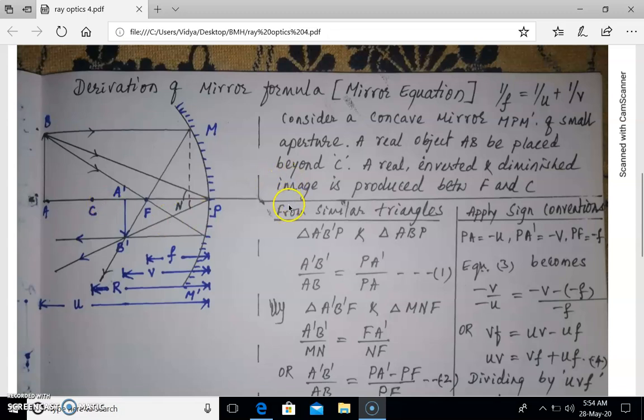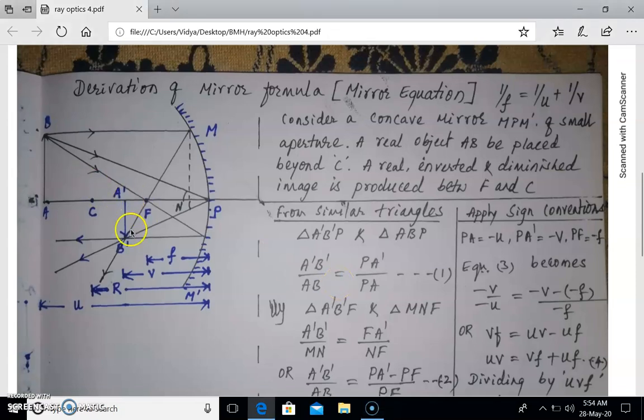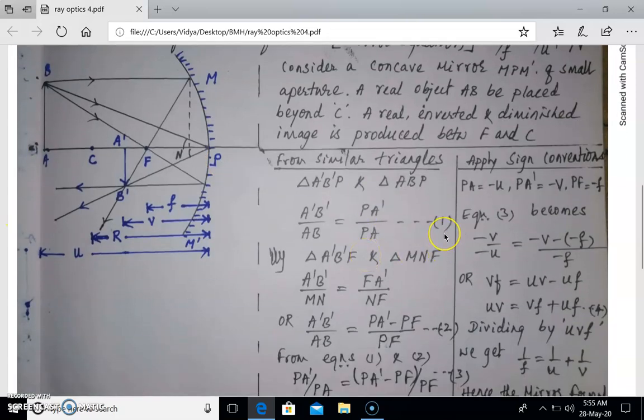To proceed with the mathematical steps to arrive at the mirror equation, from similar triangles A dash B dash P and ABP, taking the ratios of the sides of the triangle, A dash B dash by AB equals A dash B dash by AB, PA dash by PA. That is equation 1.